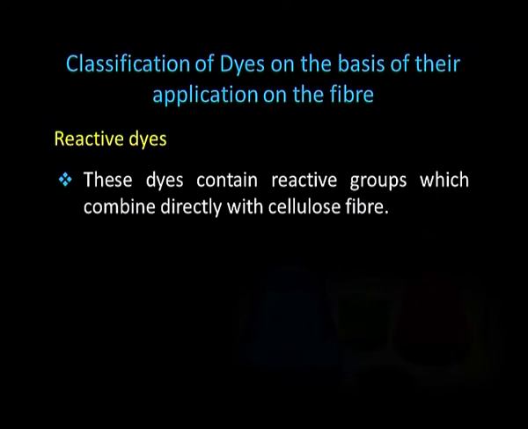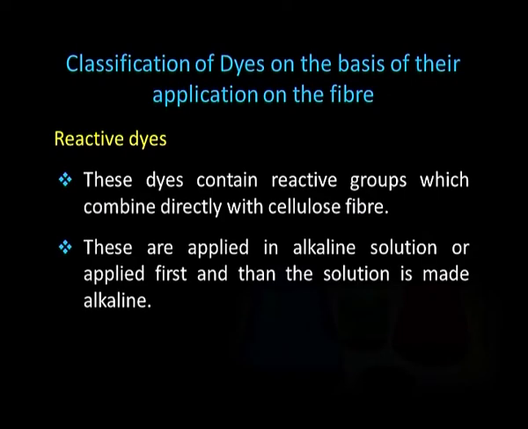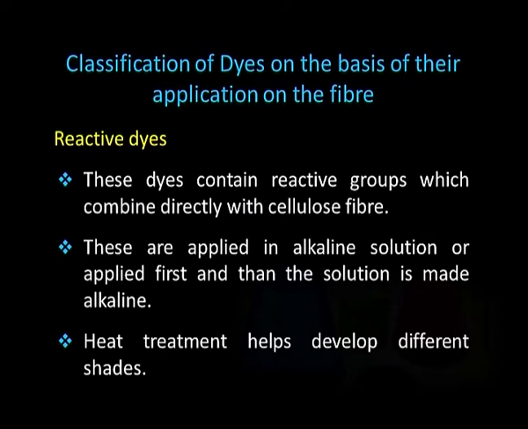We will now discuss reactive dyes. These dyes contain reactive groups which combine directly with cellulose fiber. These are applied in alkaline solution, or applied first and then the solution is made alkaline. Heat treatment helps develop different shades. Dyeing is followed by washing with soap to get rid of any unfixed dye. These dyes were originally used for dyeing cellulose, but nowadays are also used for dyeing wool, silk, nylon, acrylics, etc.